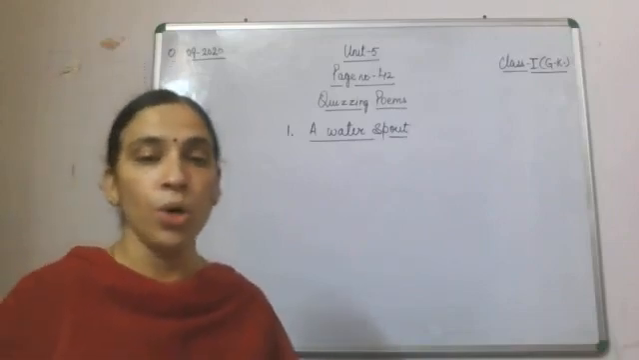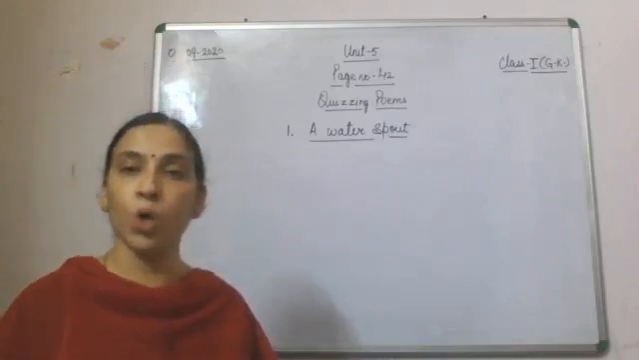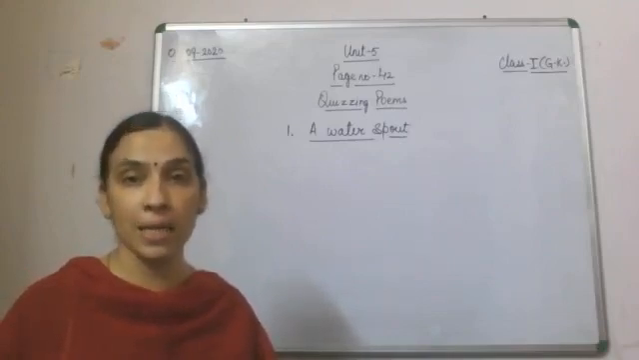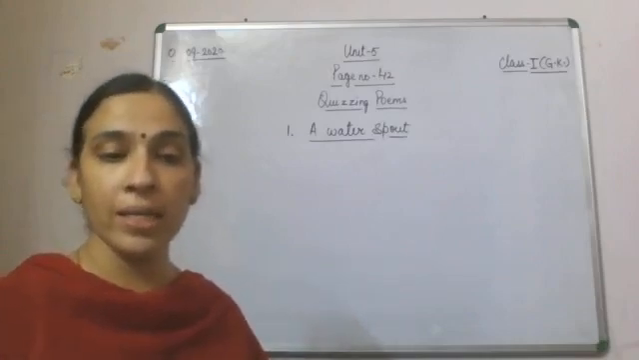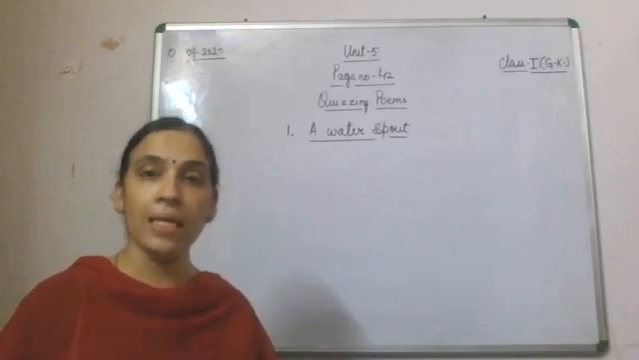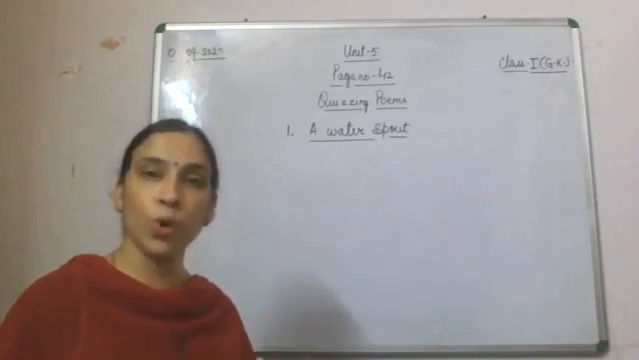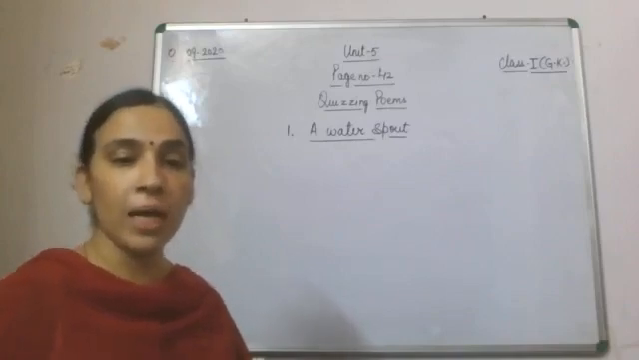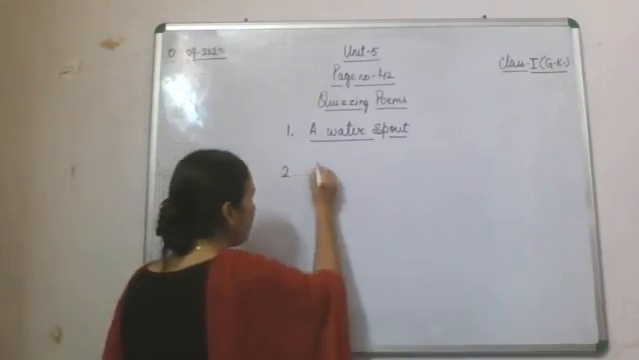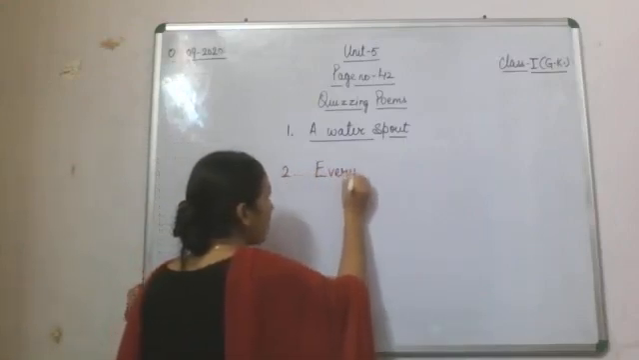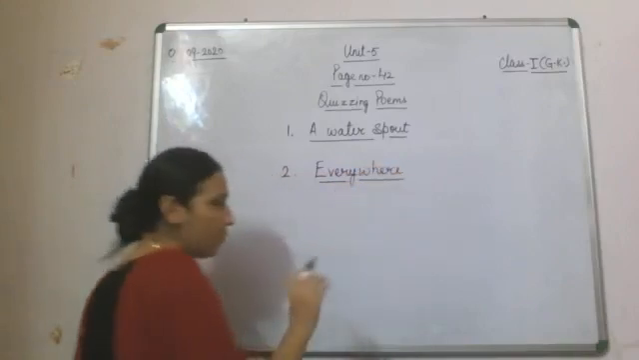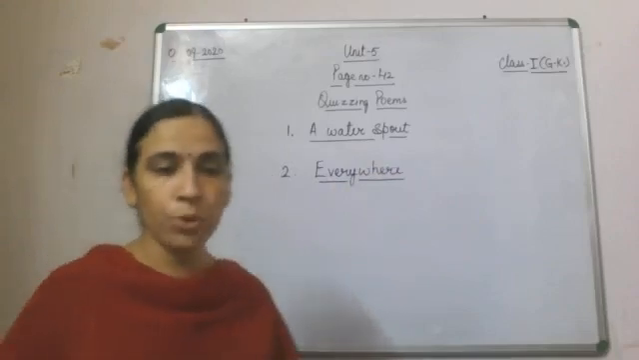Now number 2, where did the lamb follow Mary? This is again one more rhyme you have done, Mary had a little lamb. Fine. So where did the lamb follow Mary? Wherever Mary is going, that lamb is also following Mary over there. So that is everywhere. Here the answer is everywhere. The lamb followed Mary everywhere.